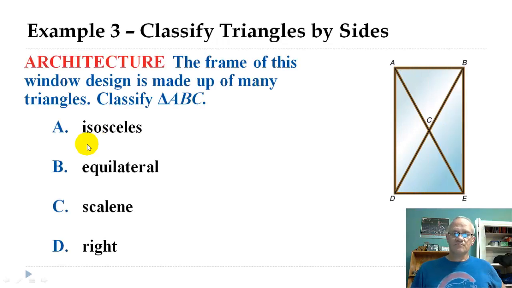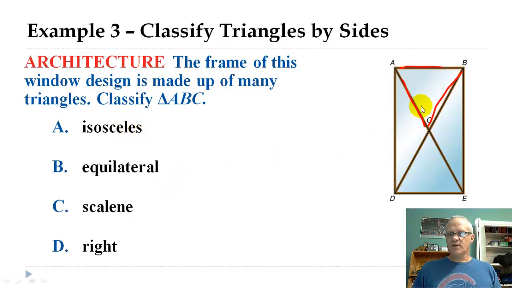All right, what about this one? The frame of this window design. Okay, here's that same window design again. We want to classify triangle ABC, but by its sides this time. So here's ABC, this one right here, that triangle. Again, there's no measurements, but we have to go by what it looks like to us.